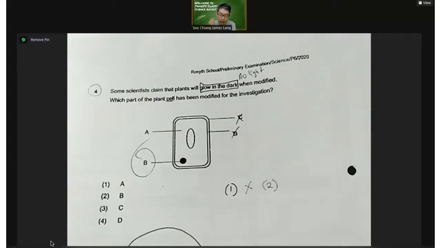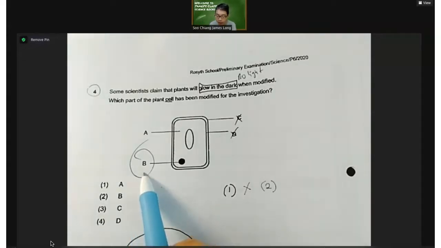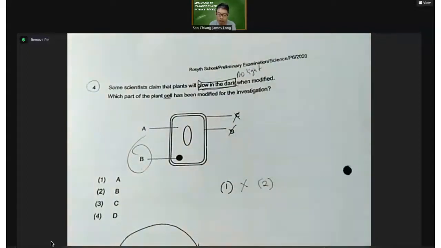Because it's not something that's really required for you to know, I don't think it's a very fair question to ask. But I think this will be the best possible answer, because the nucleus controls the activities in the cell. Apparently here, one of the activities it controls is glowing in the dark. Okay?